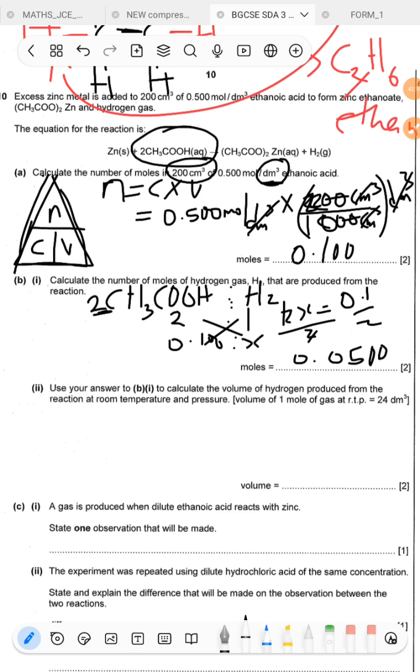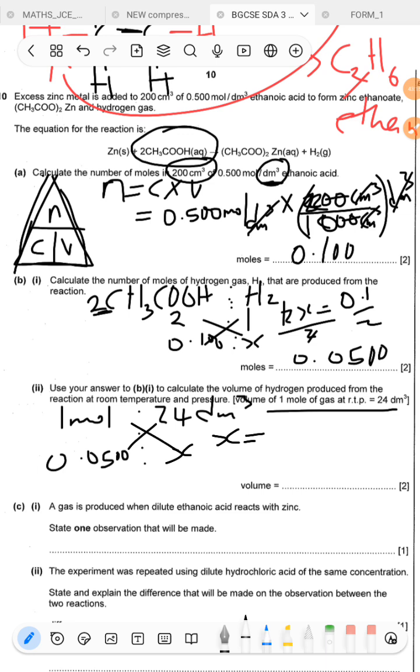Use your answer in B, Roman numeral 1, to calculate the volume of hydrogen produced from the reaction at room temperature and pressure. We know that 1 mole of any gas at room temperature and pressure is 24 cubic decimeters. Then for hydrogen we have 0.0500 moles is to unknown. Then x is equal to, we just multiply that, you should get 1.20 cubic decimeters. This is just the cross multiplication, 0.05 times 24.